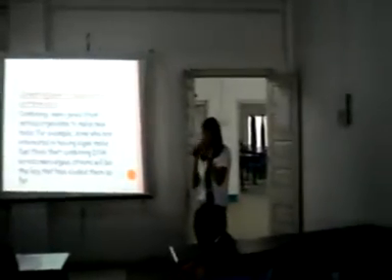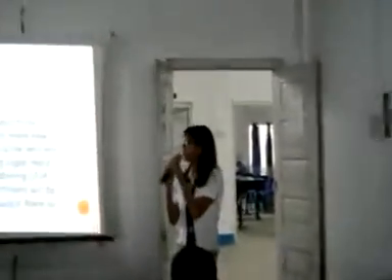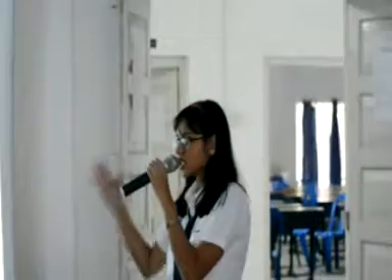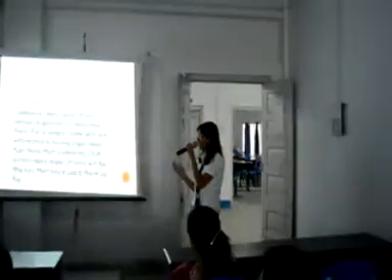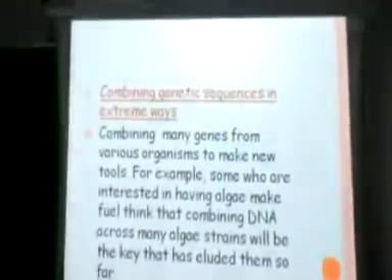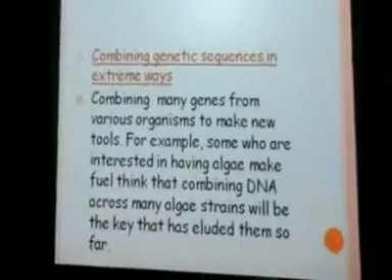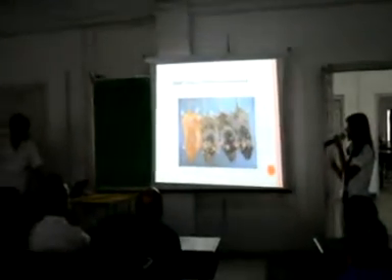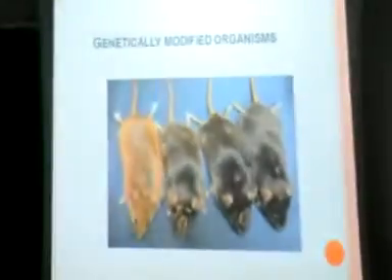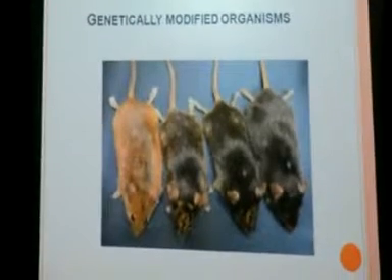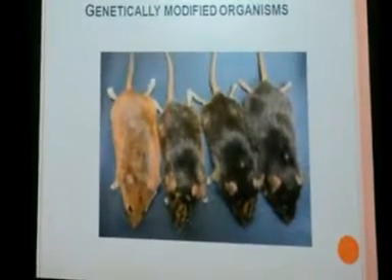I think we have all heard of the term gene transfer, and this is the second application. We can combine extreme varieties of genes to make better organisms which are more efficient in life processes. Like these rats have been genetically modified. They have stronger immunities, and they have higher resistance to most diseases.